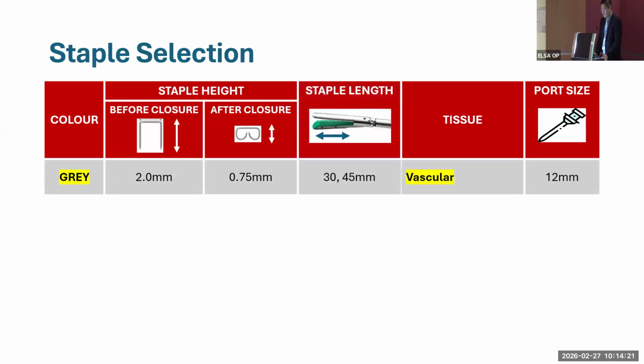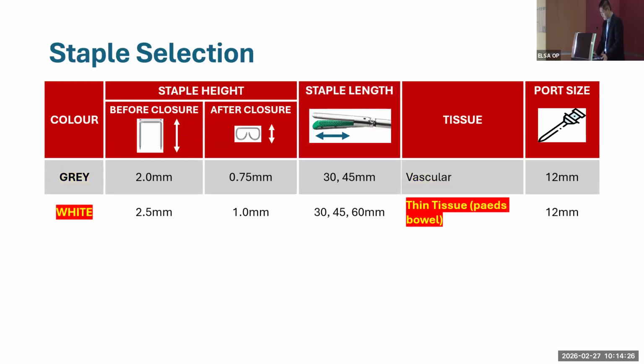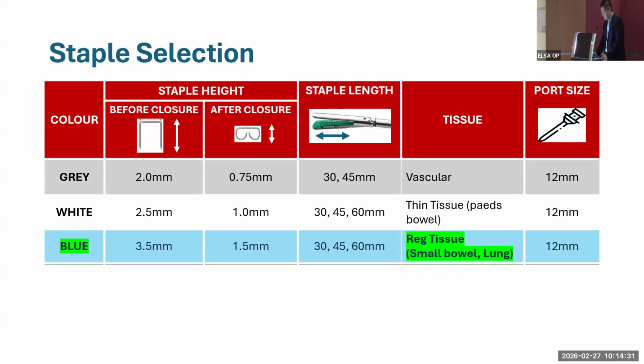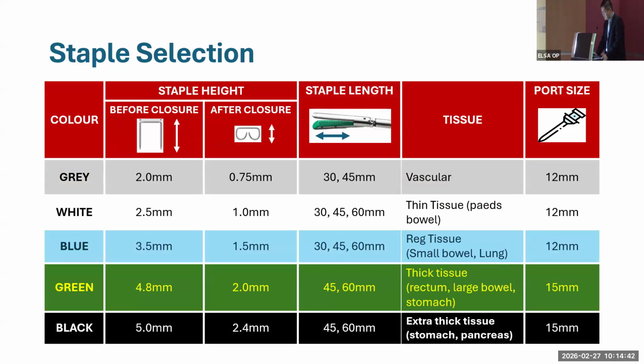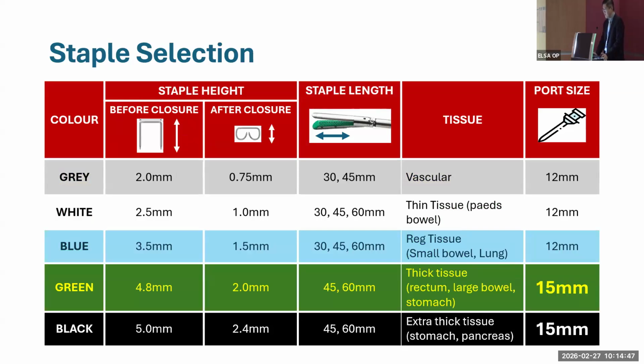Gray one is usually for vascular, meaning it's very, very small. And then the white one is usually used for thin tissue, such as the big bowel. The blue one you usually use for regular tissue, for small bowel and for lung. The green one you use for thick tissues such as the rectum, large bowel, and stomach. And the black one is usually for extra thick tissue, for stomach and also pancreas. Bear in mind, because the green and black staplers are quite thick, you need to put them in the 15 mm box, where the rest you can put in the 12 mm box.